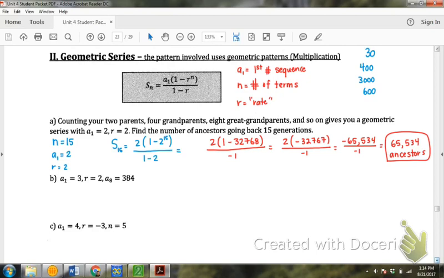Okay, so let's just try letter B with just some numbers. Be really careful with your positives and negatives, okay? So we have our n, that a sub 8, cross that out, that should be your n.